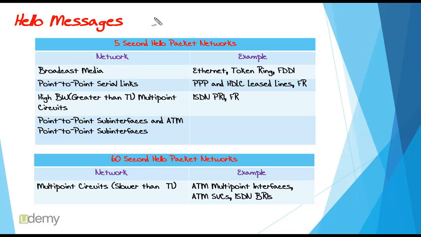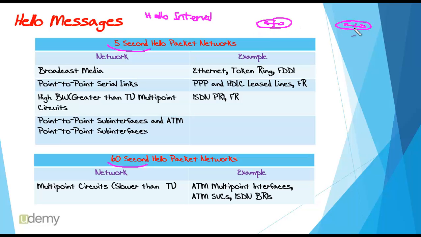For creating and maintaining neighborship states between EIGRP routers, hello messages must be sent periodically. This period is based on a timer which is called the hello interval. The hello interval varies for different networks. By default, networks are divided into two groups: 5-second hello interval and 60-second hello interval. And you could see different networks of these groups. I put these slides in the curriculum of the course so you could write it down now or use it whenever you want.